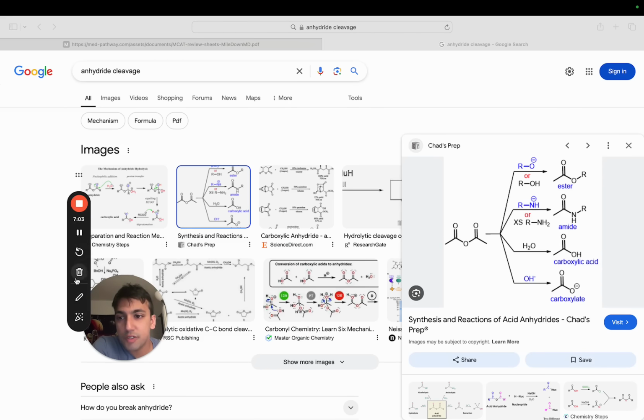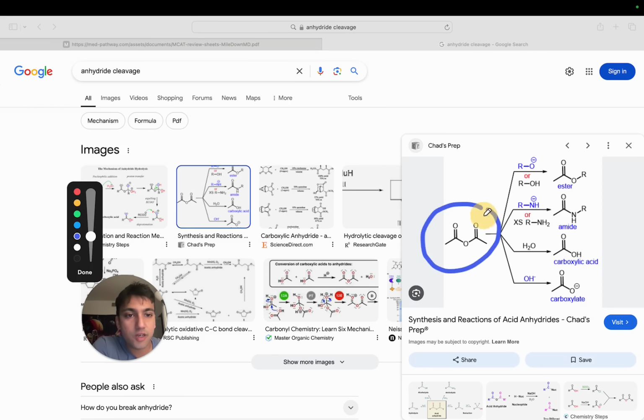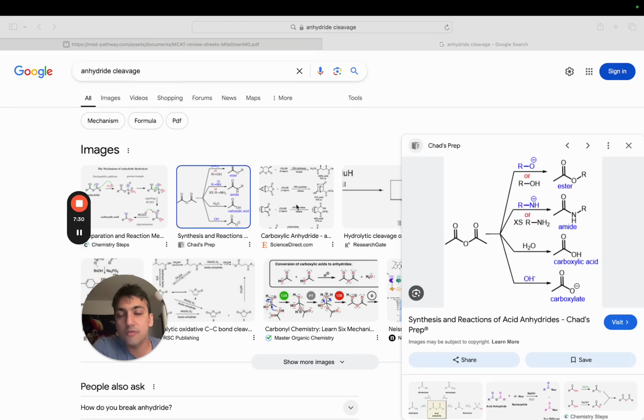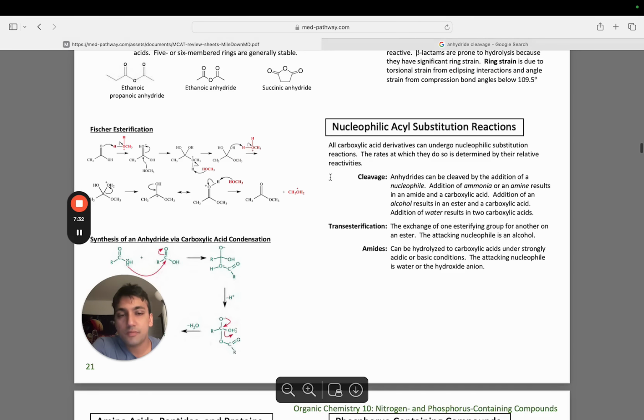So I think this is a pretty good diagram showing anhydride cleavage. This is an anhydride right here, and you can see that we can form esters, amides, carboxylic acids, and carboxylates. Here, if we add a hydroxide, then we get a carboxylate. If we add water, then we get a carboxylic acid. If we add ammonia, then we get an amide, and if we add this alcohol, then we get an ester. So that's what this is referring to. There are multiple different ways that we can cleave an anhydride.